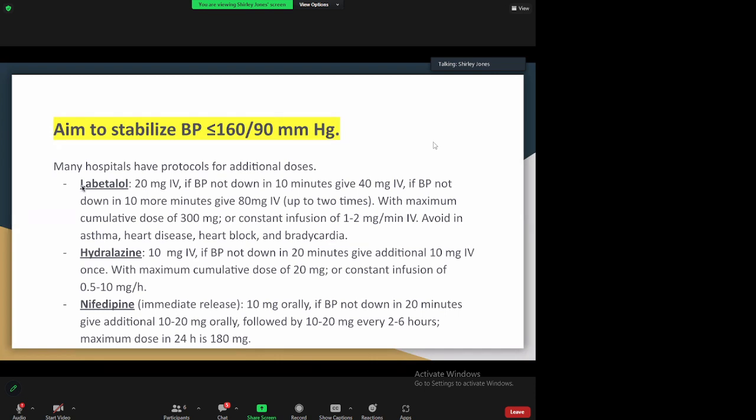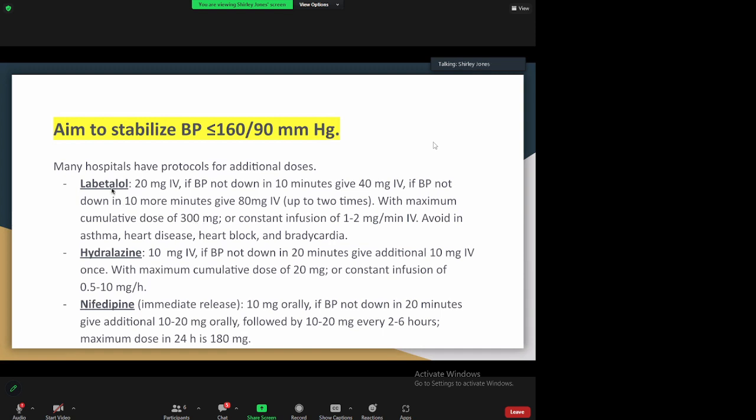If you start with labetalol, you're going to give them a bolus of 20 milligrams. In 10 minutes, recheck their blood pressure. If it is not meeting the goal, then you're going to double this dose and give them 40 milligrams. 10 minutes later, repeat their blood pressure. If it's not meeting the goal, double the dose, so give them 80 milligrams. And then you can do this 80 milligram dose two times. So 10 minutes later, give them another 80 milligrams. Then your maximum dose over 24 hours is going to be 300 milligrams.